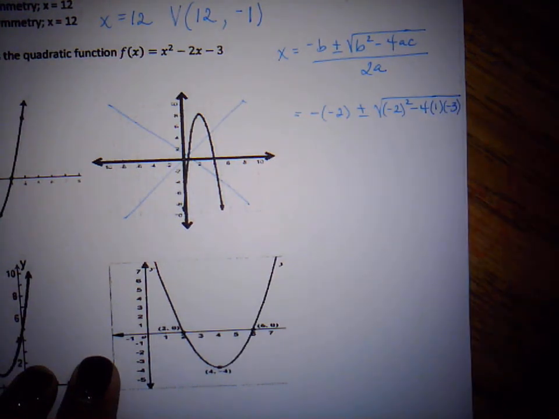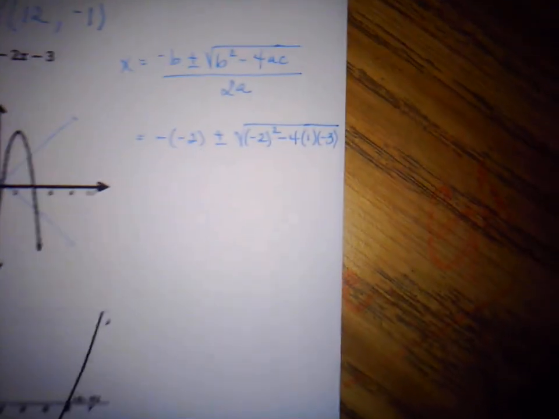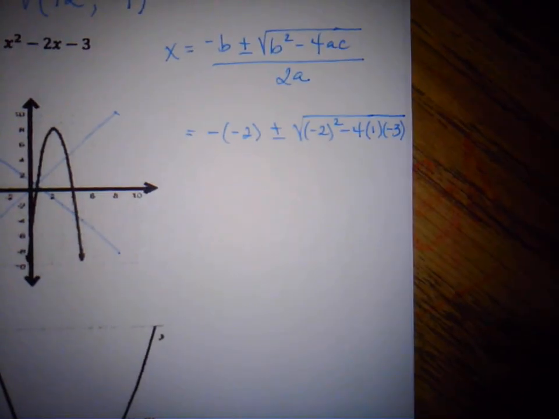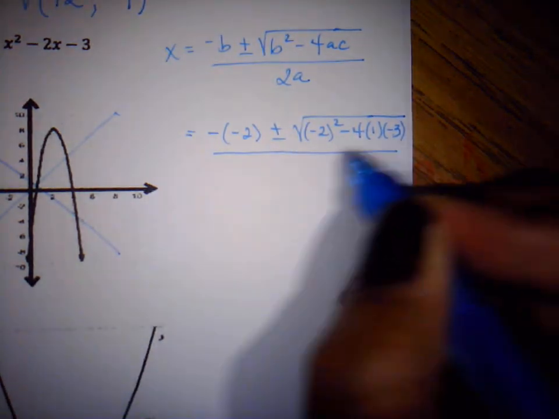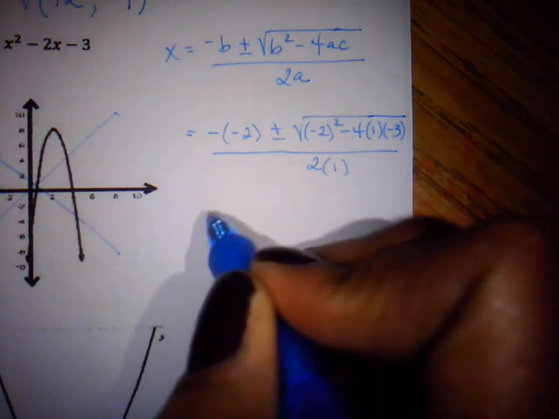Sorry, I'm running out of room. Excuse me? Okay, is that better? All over 2 times 1.